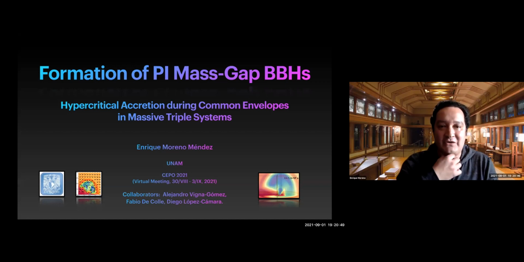So I will be talking about the formation of pair instability mass gap binary black holes. And to do this, the model I will talk about needs hypercritical accretion during a common envelope in a massive triple system.